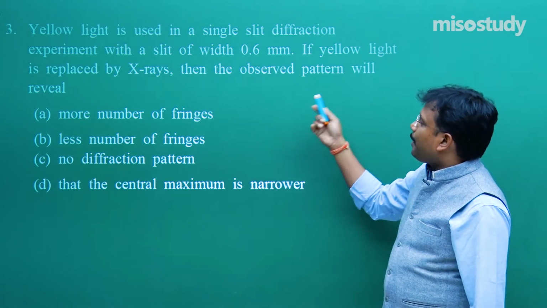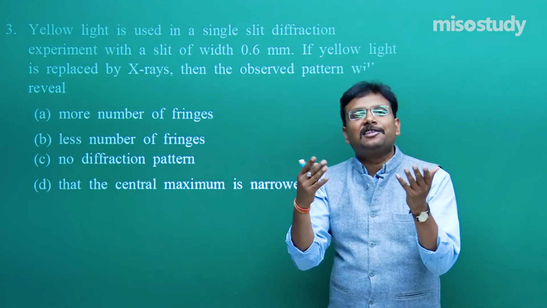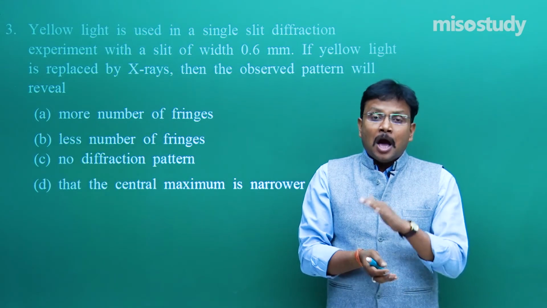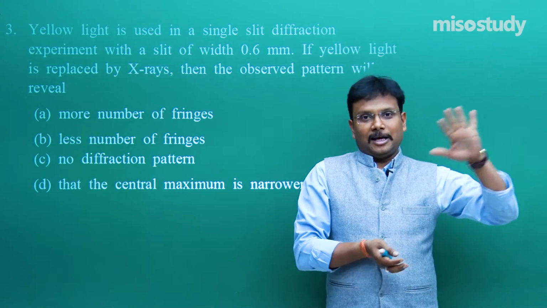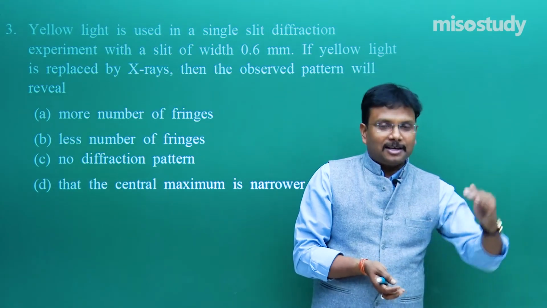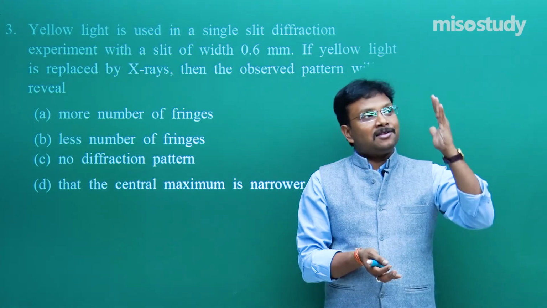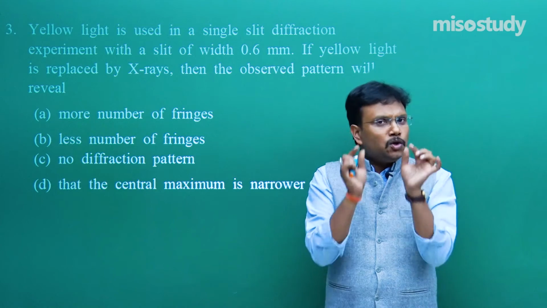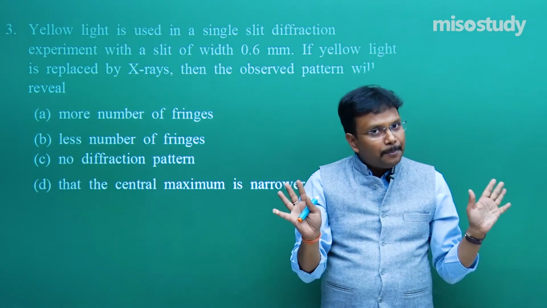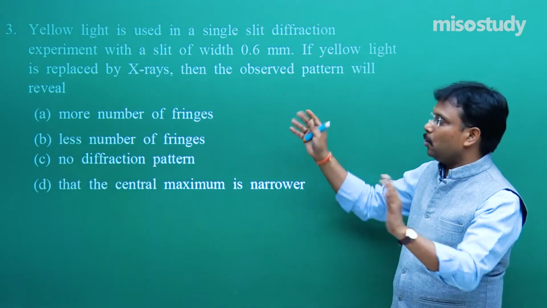Then the observed pattern will reveal what? It means, listen, forget this question, listen to the statement. If in a diffraction pattern experiment we change the wavelength, what will happen to the pattern? If we increase the wavelength, if we decrease the wavelength, sharp decrease, sharp increase, it means you should know the variation of the pattern with wavelength. Simple. In a nutshell, the idea of this question is only this much, okay.